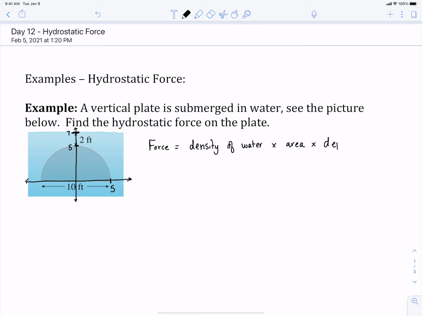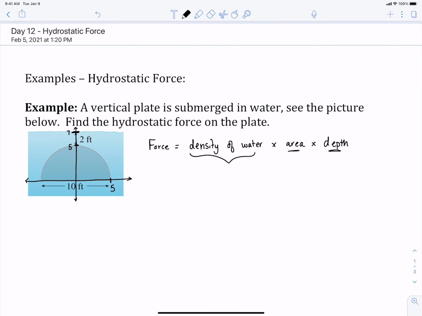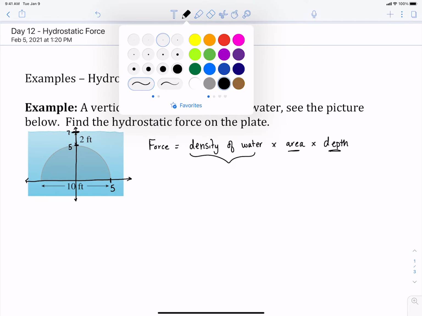And so if we think about things that are changing on this, the density of water is the same no matter what, but the area of this is bigger down here than it is up here. I'm gonna take those lines off. So the area is different depending on where we are, and so is the depth. Of course, right here we're not as deep as we are down here when we're all the way 7 feet underneath the side of the pool or whatever it is that we're looking at. So the area and the depth change based on where we are on this circle.